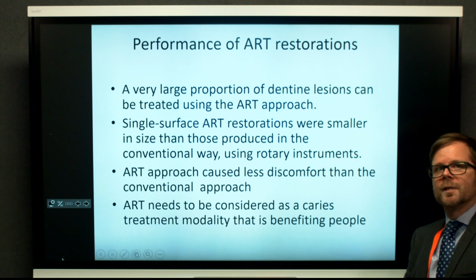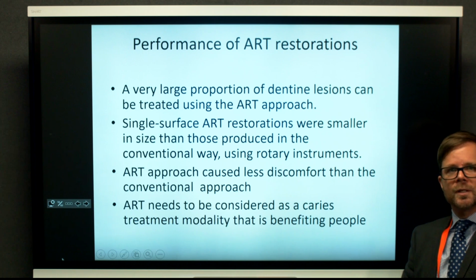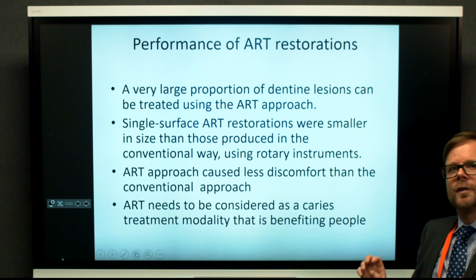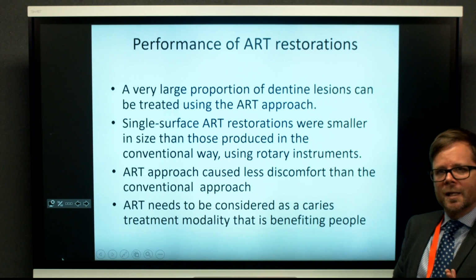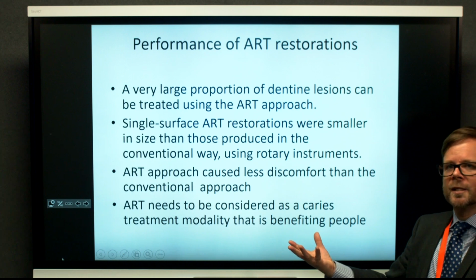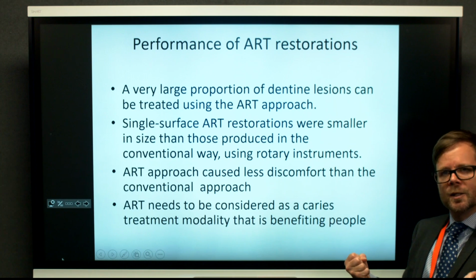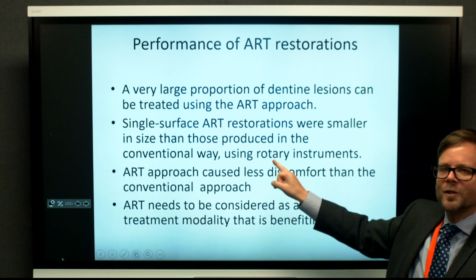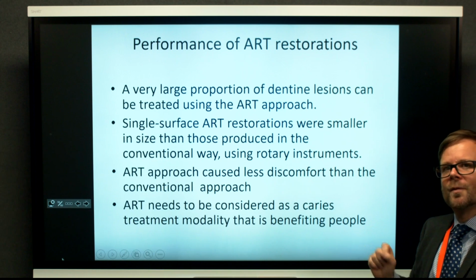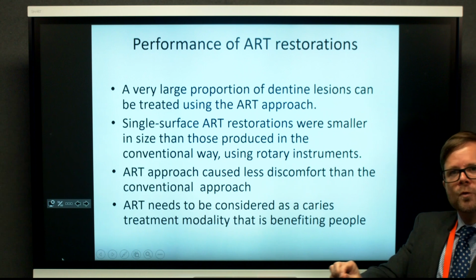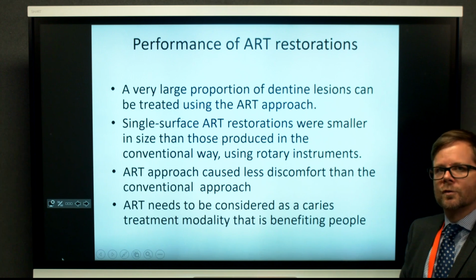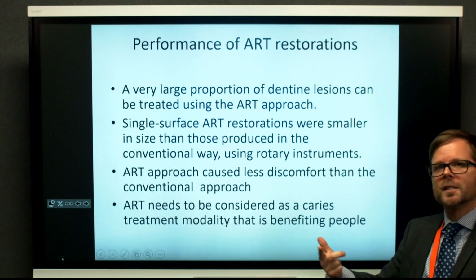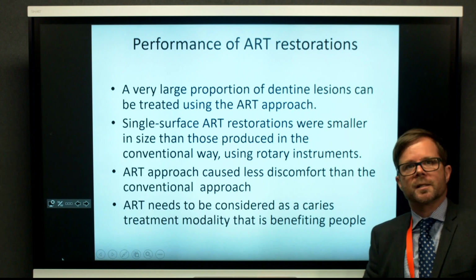Single surface ART restorations were smaller in size than those produced with handpieces. So studies that have compared a similar lesion when it's prepared using the ART technique as opposed to when it's prepared using conventional handpieces actually found that the dental operator ended up removing more of the tooth structure with the rotary instruments than the hand instruments. And the reasons for that I've already discussed.